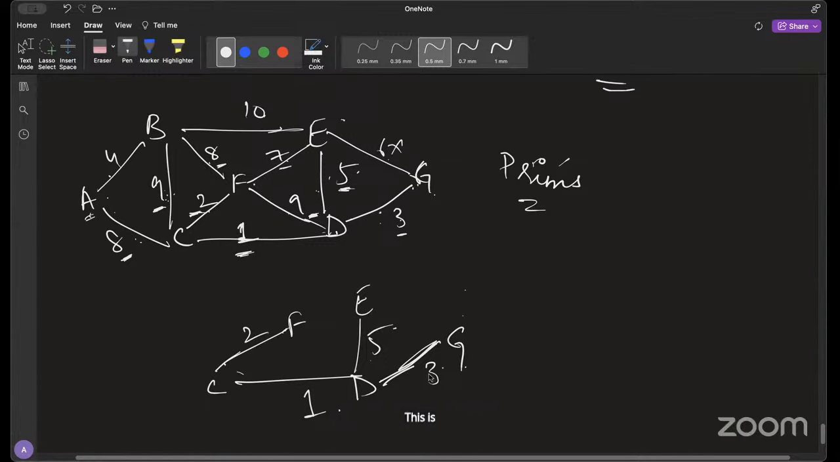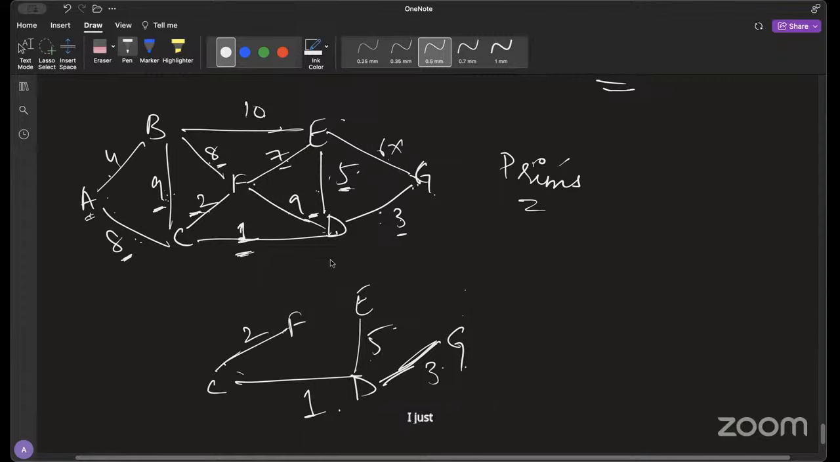These two edges and 7, 8, 9. So we have nothing lesser than 7 here, so let's just choose this one. But then it'll close this thing. So you can either choose.